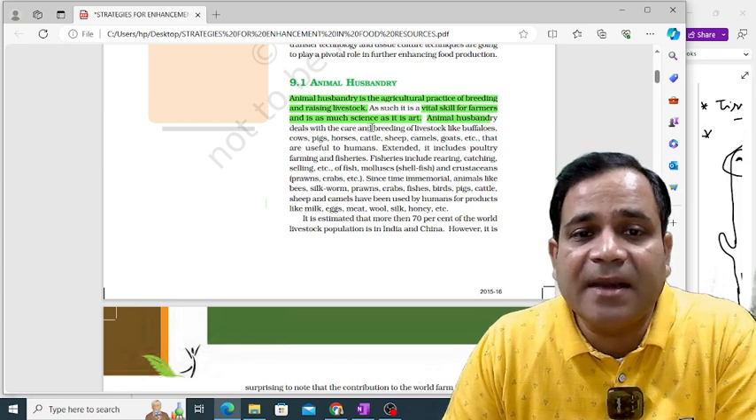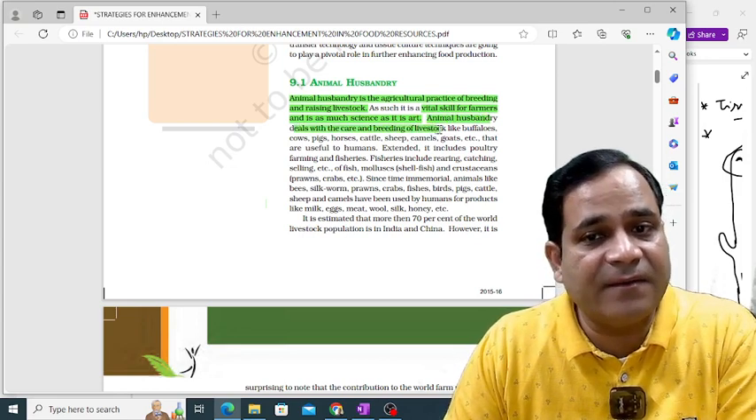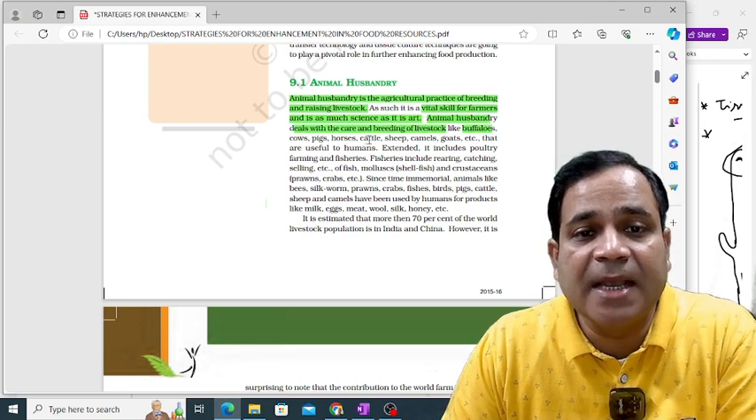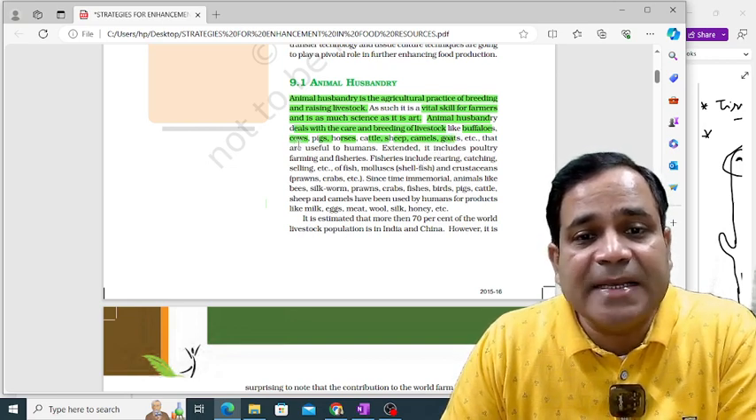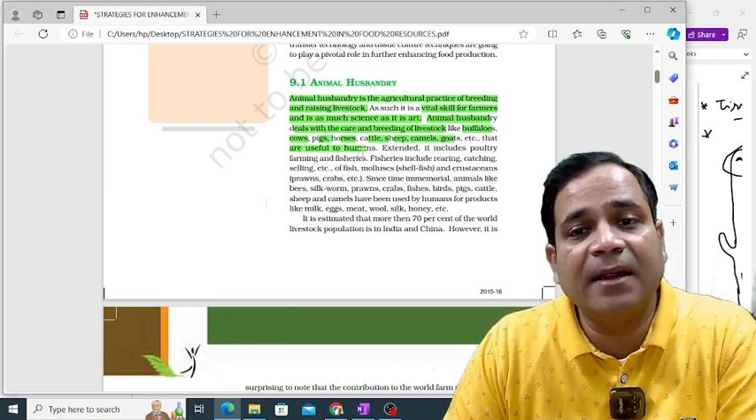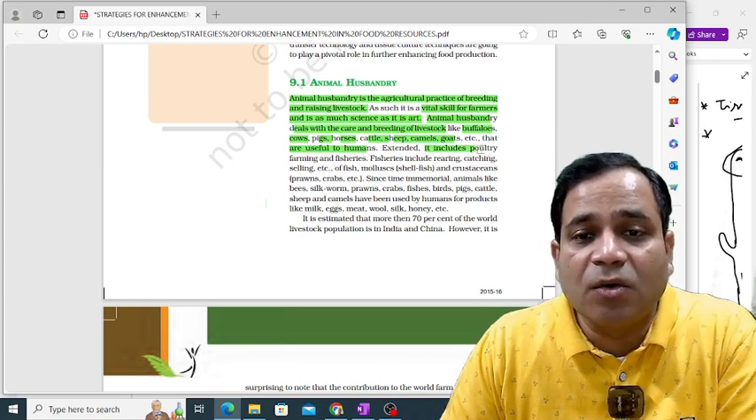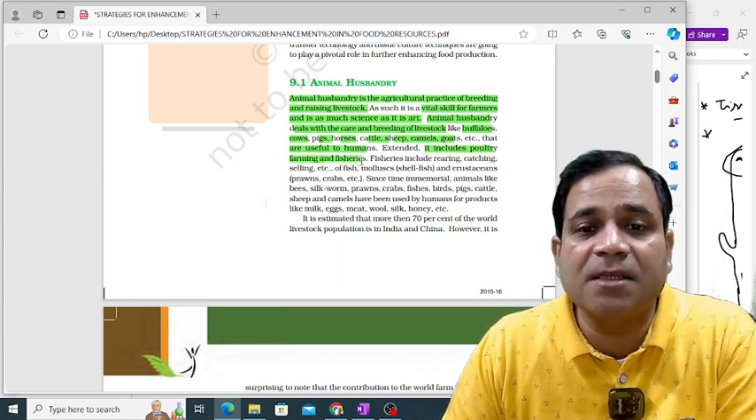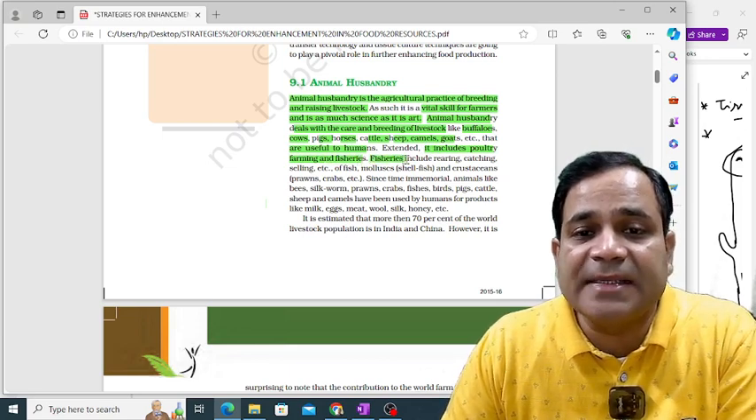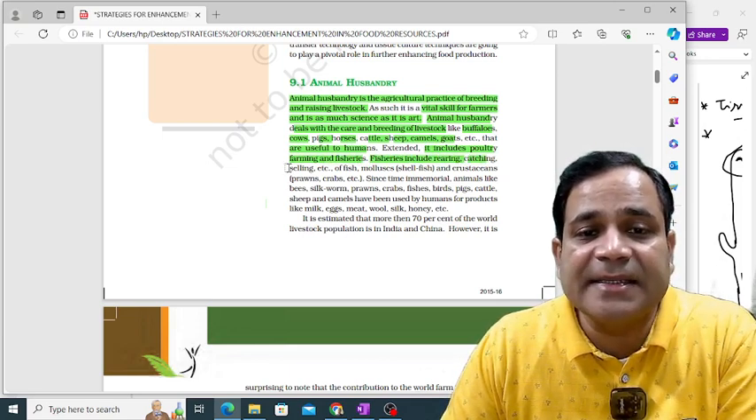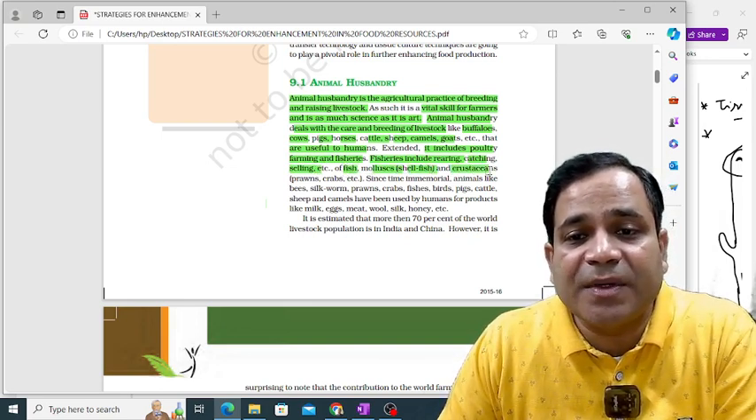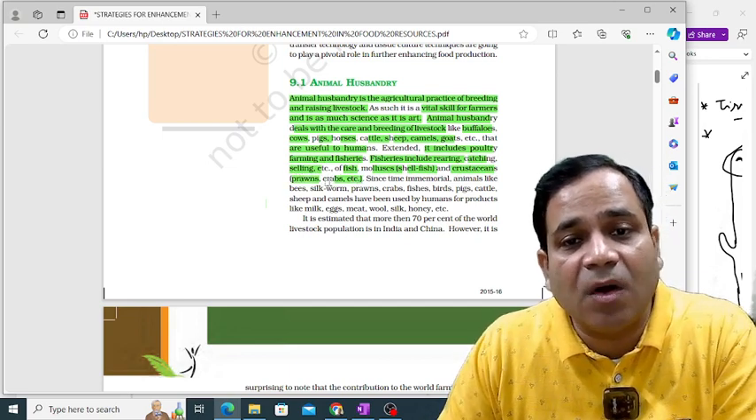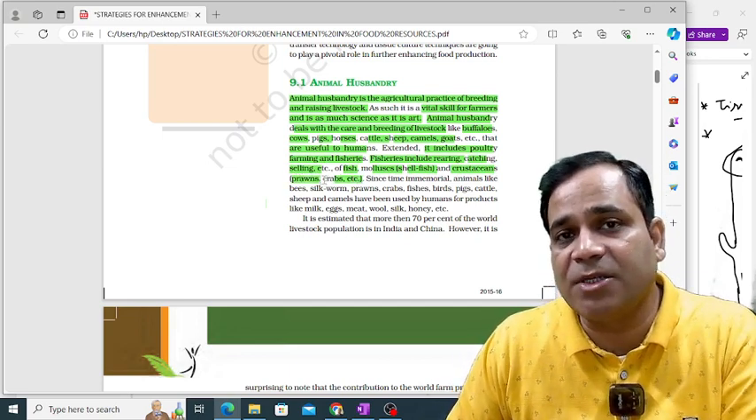So animal husbandry deals with care and breeding of livestock, like buffaloes, cows, pigs, horses, cattle, sheep, camels, goats, etc. So these all are very useful to humans, isn't it? Now see, it includes poultry farming also, and fisheries, including the rearing, catching and selling of fish, molluscs, shellfish, and crustaceans like prawns and crabs. These all are very important to all of us, my dear.